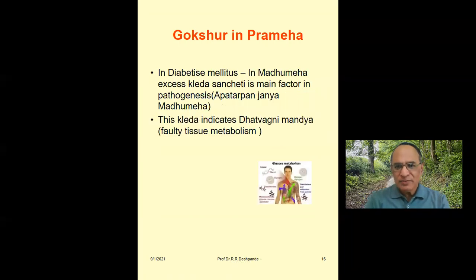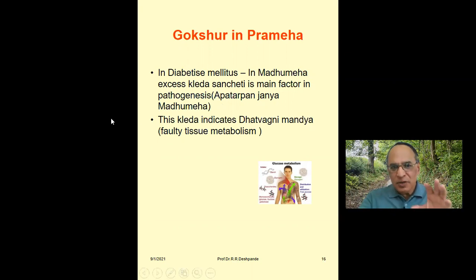In diabetes mellitus, like Madhumeha, excessive kleda sanchiti is the main factor in pathogenesis, especially in apatarpana janya madhumeha. This sentence is very important. Diabetic patients are of two types. One is overnutrition, overweight problems, and the other, patients who are not so well built. Their weight is normal, but there is ojakshaya in these weak, debilitated, low weight people. So whenever a diabetic patient is low weight, with ojakshaya, dhatu kshayajanya vata prakopa, then Gokshur is useful.